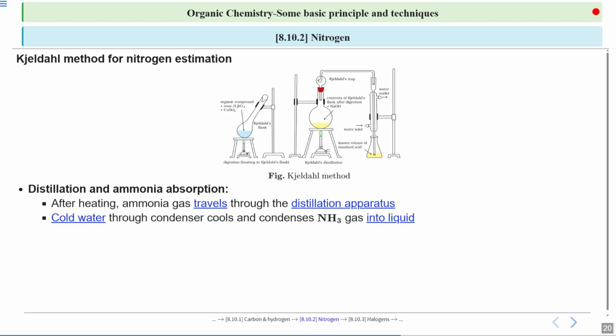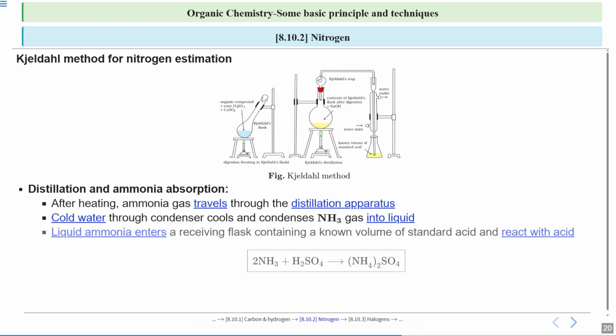Next, cold water is circulated throughout the condenser. This cools down the hot ammonia gas, causing it to condense back into liquid form. This step is essential because it allows us to collect the ammonia efficiently in the next part of the apparatus. Then the condensed liquid ammonia enters a receiving flask that contains a volume of standard acid, usually sulfuric acid. Here, the ammonia reacts with acid to form ammonium sulfate. The balanced equation is 2NH3 plus H2SO4 giving us (NH4)2SO4. This reaction is key because it allows us to measure how much ammonia, and therefore nitrogen, is present in the original sample.